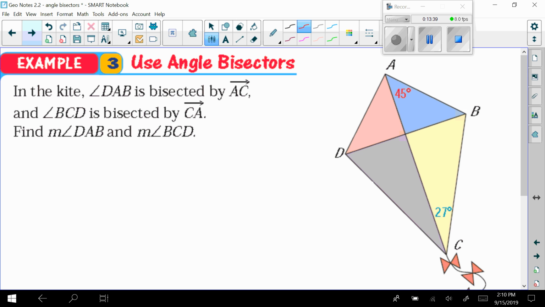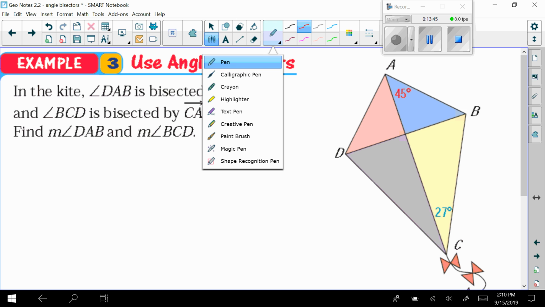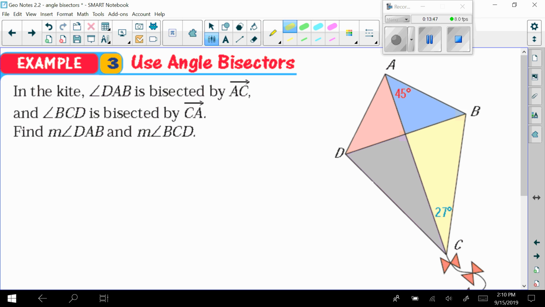So in the kite, angle DAB is bisected by AC. Okay, so let me get my little highlighter. All right, DAB. DAB is this angle, right? Bisected by AC, okay? So that means this angle right here is 45 degrees, right? Then we also must have, these angles are congruent. So that angle is 45 degrees.